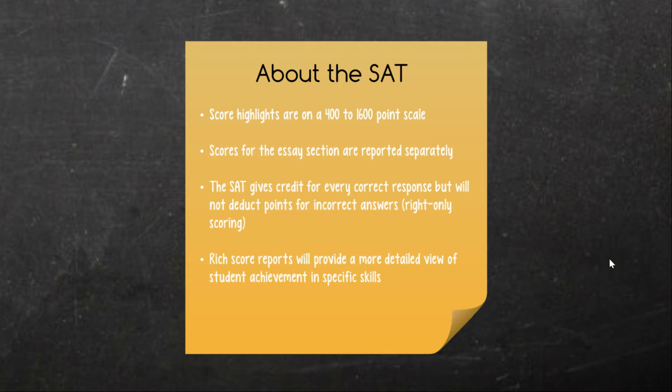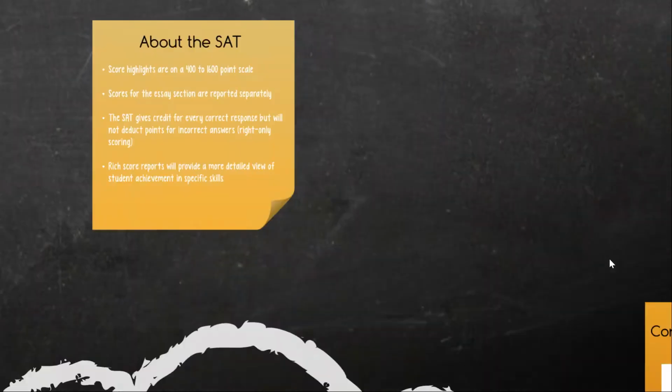And just a few facts about the SAT. The score highlights are on a 400 to 1600 point scale. And the scores for the essay section are reported separately. The SAT gives credit for every correct response and will not deduct points for incorrect answers. Rich score reports will provide a more detailed view of student achievement in specific skills. So the good thing about the score reports is that it really goes into detail about the data that is provided for each student. It really goes into the specifics and into each category where students have weaknesses and where students may be performing better.